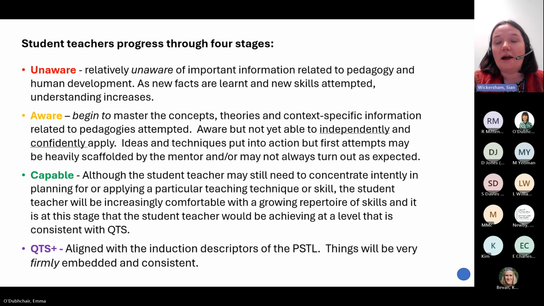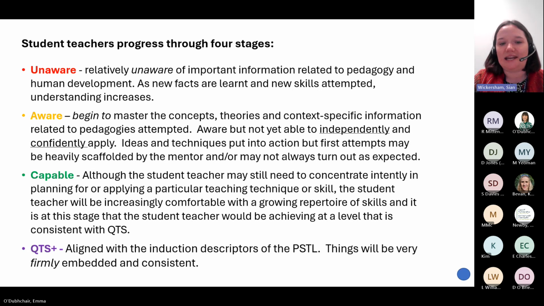So as I said earlier, probably your student teacher is going to be a mixture of unaware and aware at this point. But let's have a little look at capable and QTS Plus as well. So when we move into capable, the student teacher might still need to concentrate a lot in planning or applying a particular teaching technique or skill, but the student teacher is increasingly comfortable with a growing repertoire of skills.